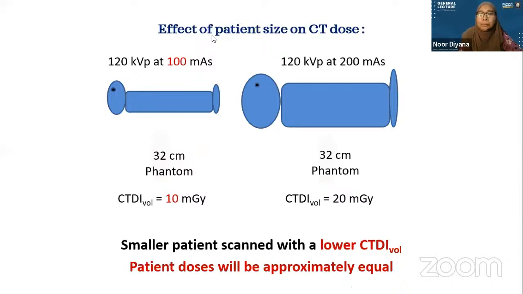Okay. But now, because we have automated current modulation, the mAs is given based on the size of the patient, from the topogram. So it is one of the techniques to adjust the mAs based on the patient size. Okay, but it is based on the topogram of the patient. But later I will cover that.